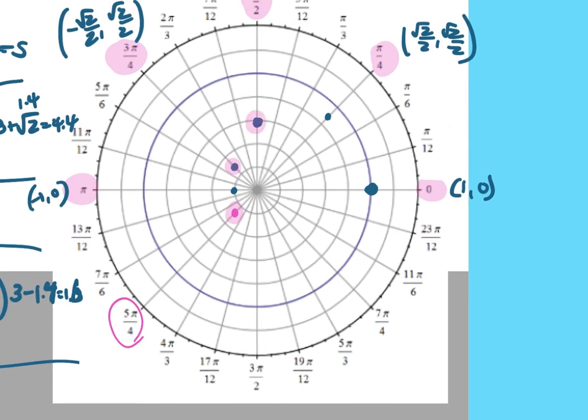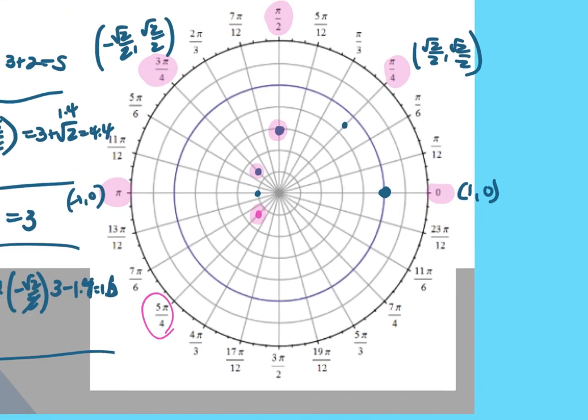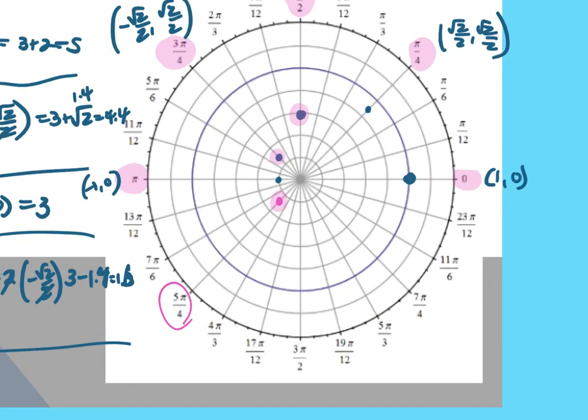Then the pi over 2 one was at 3. So pi over 2 at 3 reflects down to 3 pi over 2, 3. So this point got reflected here. And then the pi over 4 point would get reflected down onto 7 pi over 4.